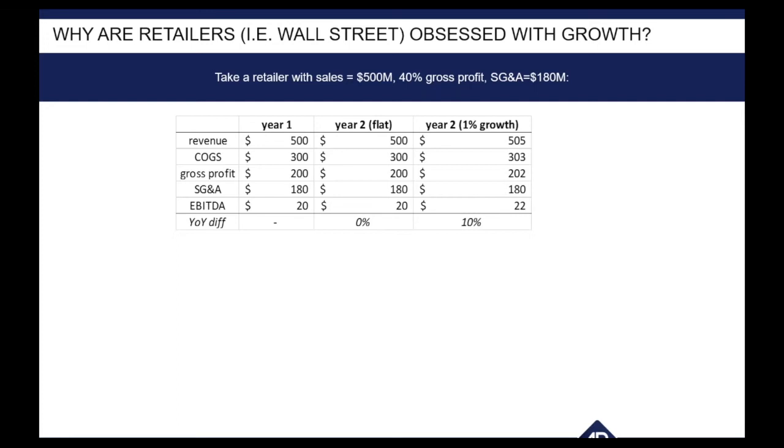Year 2, we have a 1% growth, so from 500, 505. Of course, if we sell more, it also costs more. The cost of goods sold is a higher number at the rate of 1%. Gross profit also grows by 1%. Here, I'm making the simplifying assumption that SG&A doesn't change, not even by 1%.